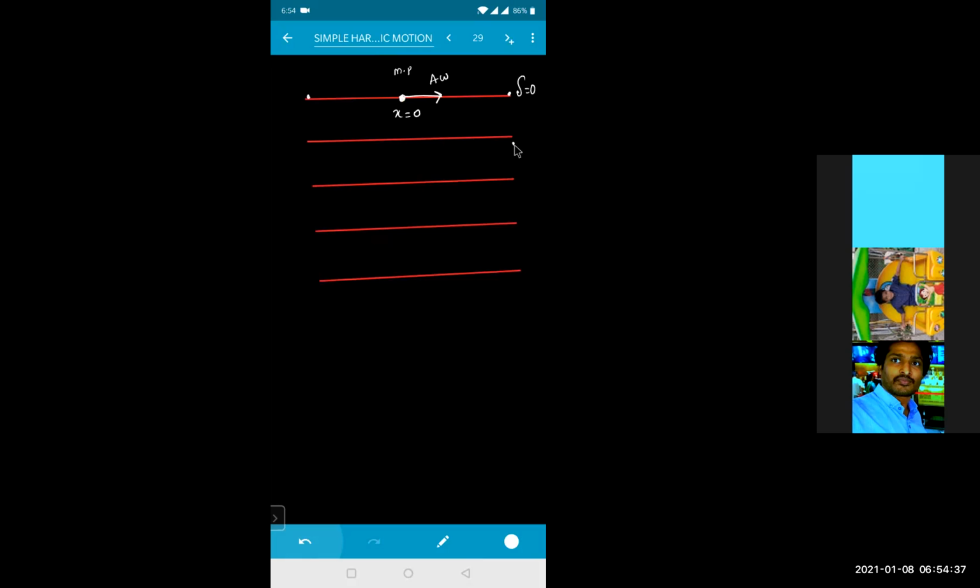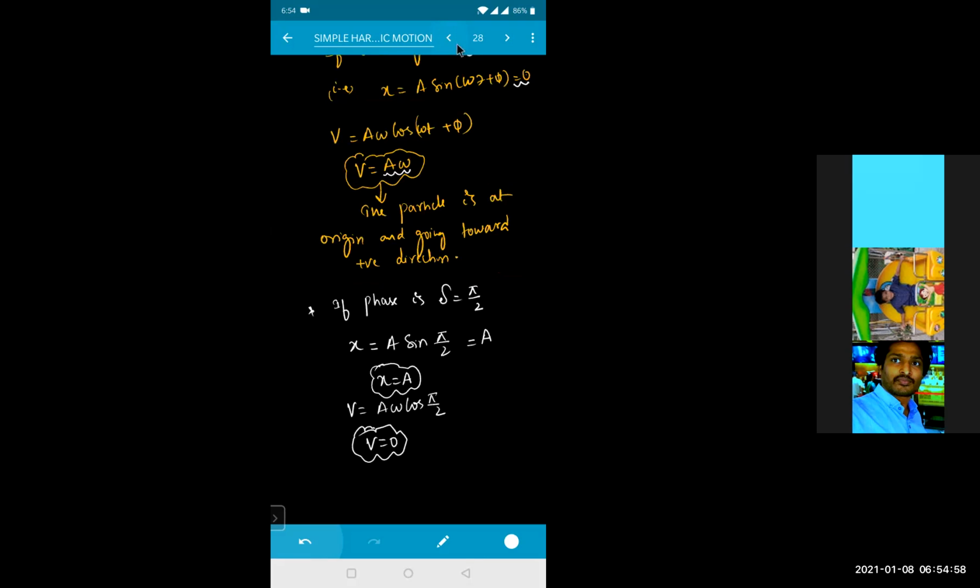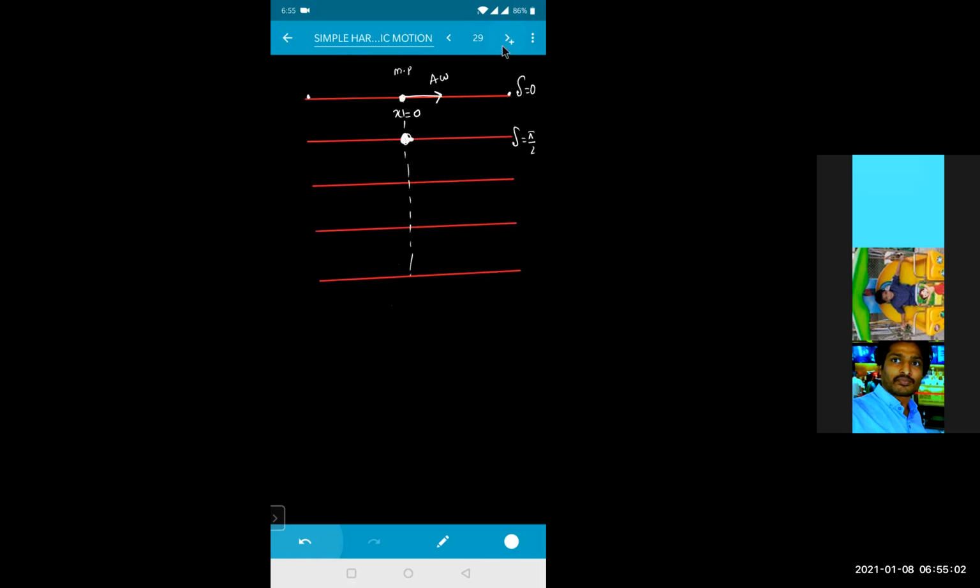When I'm taking tau equal to pi by 2, what is the x position of the particle? If I'm taking this as the mean position, I'll take everything about this line only. Here is the particle. So x was equal to how much? Where will be the x? See here, x will be at the extreme position. That means the particle is not at the center.